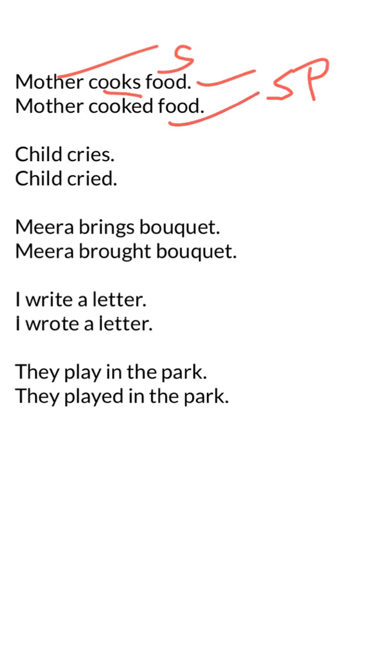Child cries. Again S is added in cry, C-R-Y, cry, and it has become cries. Why? Because the subject of the sentence is singular, third person, and in simple present. So you have added S here. Child cries. Now you have to make past tense of it. Simply what you have to do?